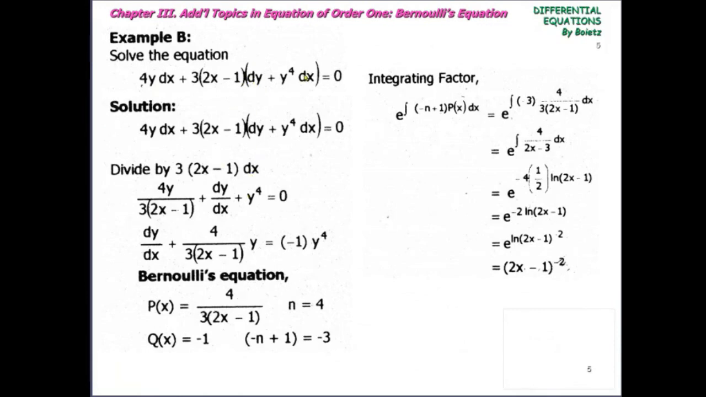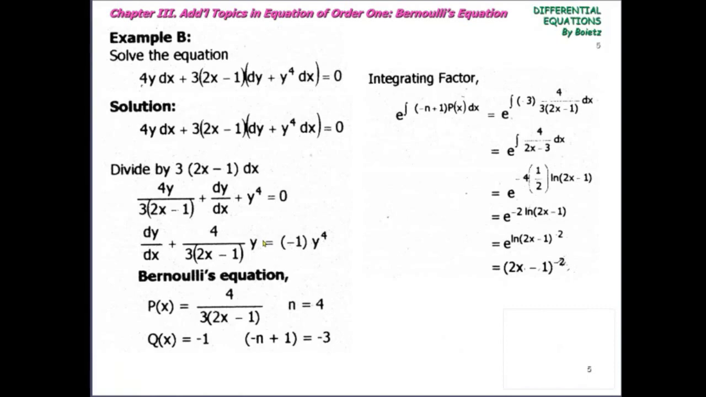Tapos yung loob, magiging y to the fourth. Tapos yung dx makakancel din. Kaya y to the fourth na lang ang lalabas is equal to 0. So, rearrange lang natin ito. Lipat mo dito sa umpisa, dy over dx. As ito, we can factor out 4 over 3. 4 over quantity 3 multiplied by quantity 2x minus 1, y is equal to, ito lipat mo lang sa kabila, negative 1 y to the fourth.